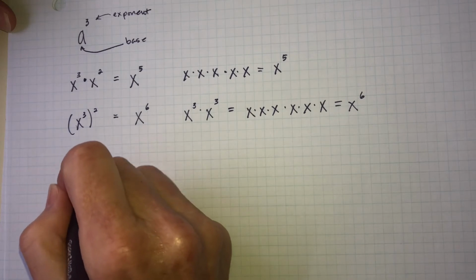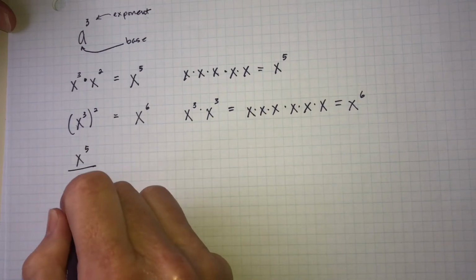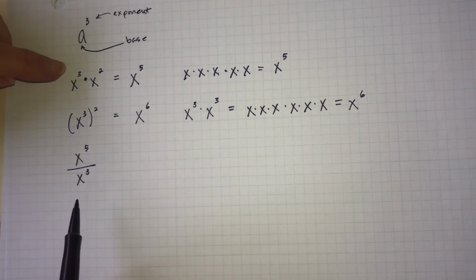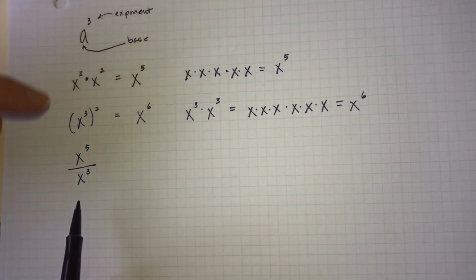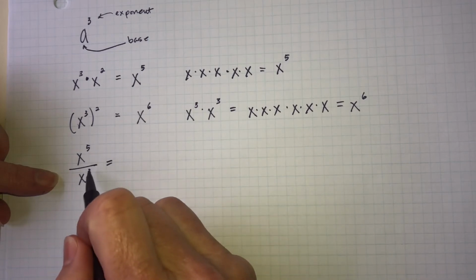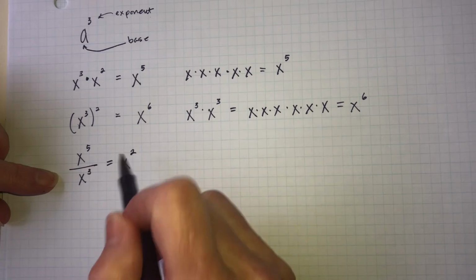Now there's a case of dividing things of the same base. So think about this. If when multiplying we add the exponents, when we divide, what might we do? We're going to subtract the exponents. So 5 minus 3 is going to give us x squared.